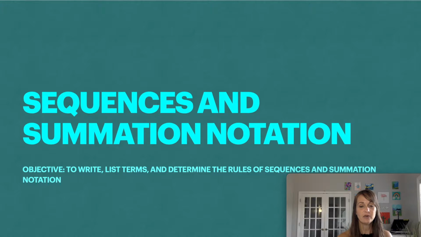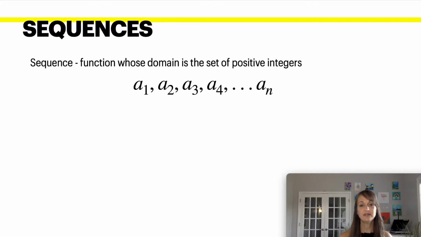In this video, I will be explaining an overview of how to write list terms and determine the rules of sequences and summation notation. Now, a sequence is a function whose domain is the set of positive integers. A long time ago, we talked about the difference between integers, whole numbers, and natural numbers. A positive integer is going to be 1, 2, 3, 4, 5, 6, 7, and it will go on forever. So you're not going to input decimals, square roots, or fractions. You're only going to be inputting actual integers.